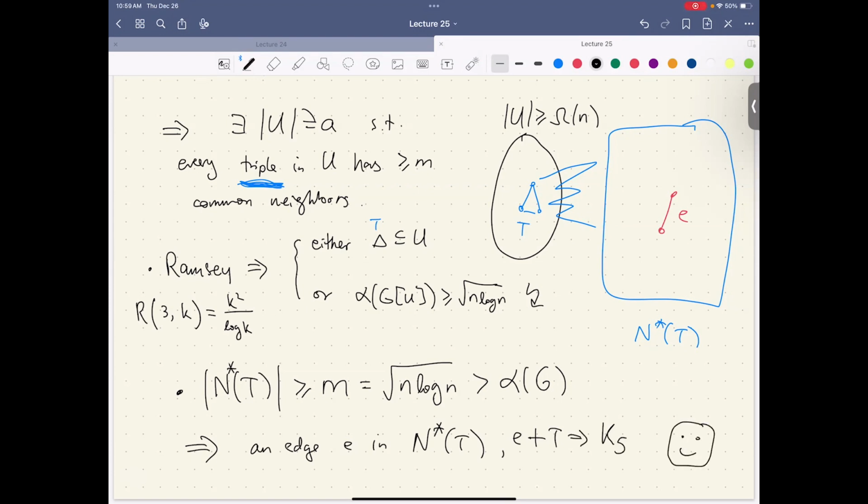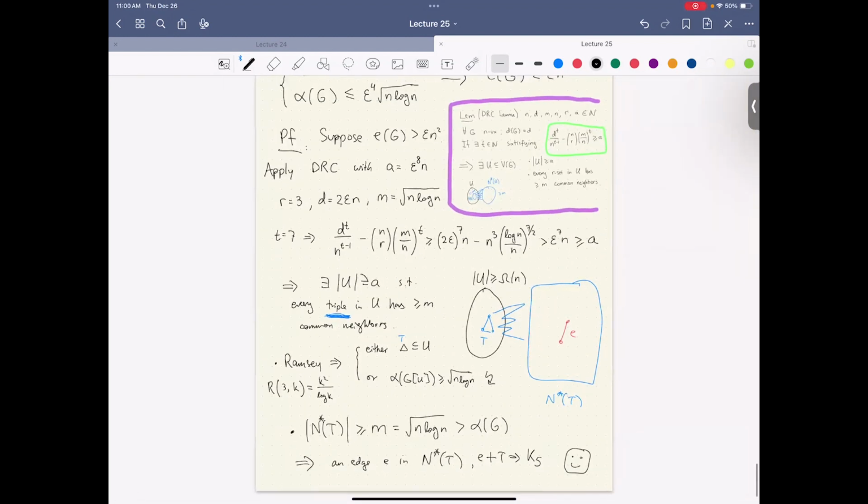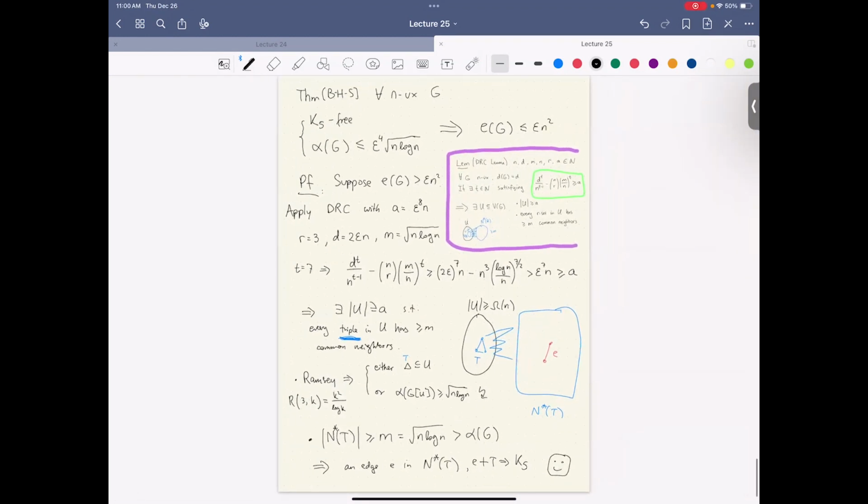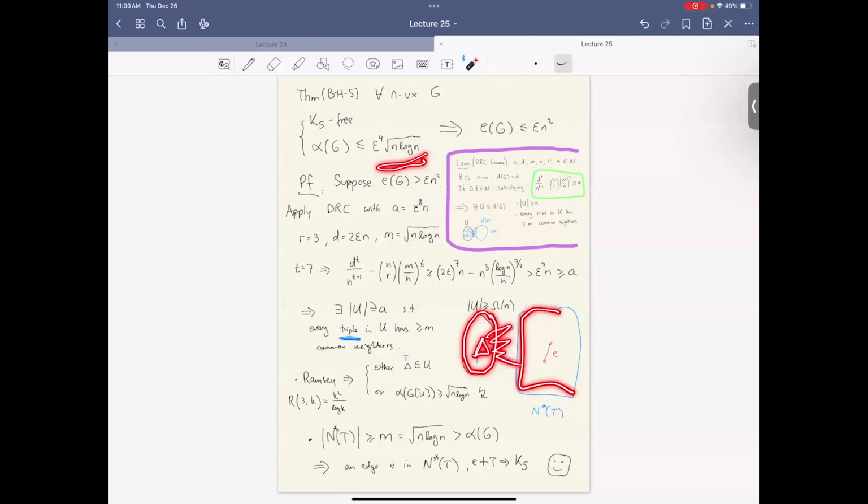That's it. Any question? So once again, let's prove it. Basically, by dependent random choice, you can find a set of size linear in n in which every triple has large neighborhood. Now, since this set is linear in n, by Ramsey, either the independent set is bigger than square root n log n, which is not the case. So that means we must have a triangle. And this triangle has common neighbors larger than square root n log n, the independence number. You can find an edge. Together, you get a K5. Question?